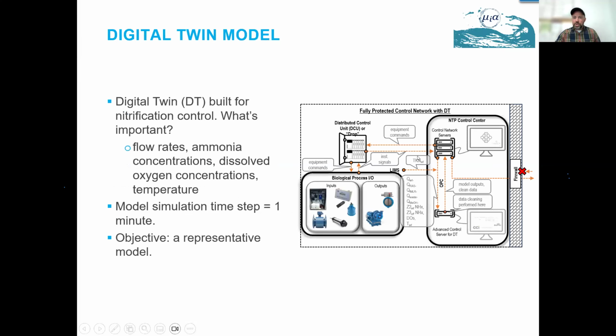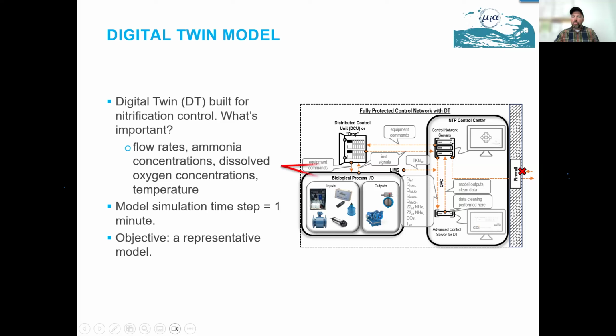So if you look at the architecture of our digital twin here on the right-hand side of this screen, what you'll see is we start with the biological process IO, or input outputs, here in the bottom left-hand corner. These are basically our instruments out in the field generating signals that get transmitted to distributed control units, or what we call drops. Those are local. And then the signals get transmitted over to some control network servers.